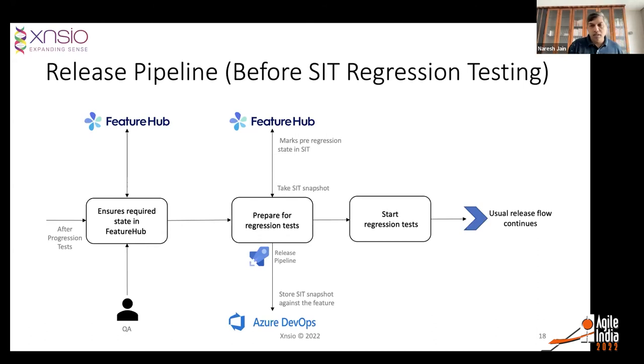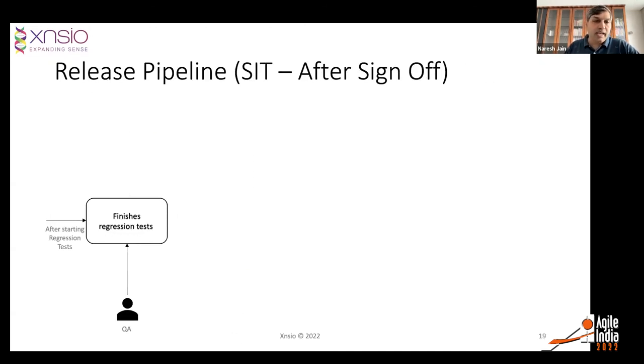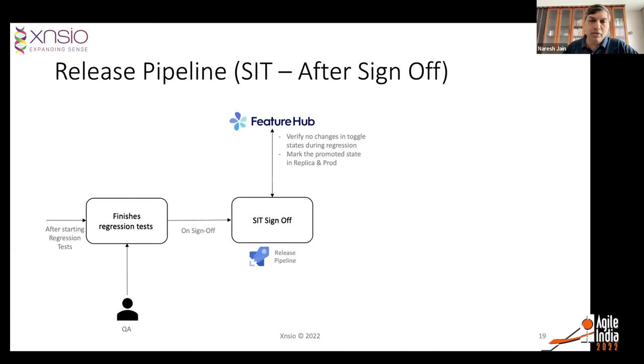If no bugs are found in the regression testing, you say I'm good, I'm about to finish and give a sign-off. During the sign-off, we verify with Feature Hub whether the toggle state we started with remained intact, and whether people played around with the toggles during regression testing, because then you lose sanctity about whether something should be on or off in production. So we verify that no toggle state changes were made. We again take a snapshot and store it, so a before and after snapshot is stored for later reference. This ensures that during regression testing everything is fine, because you set everything in a particular state, ready to move forward to the next environment.